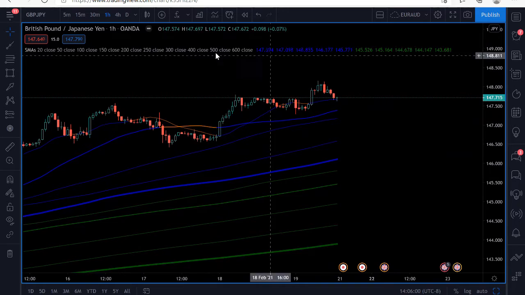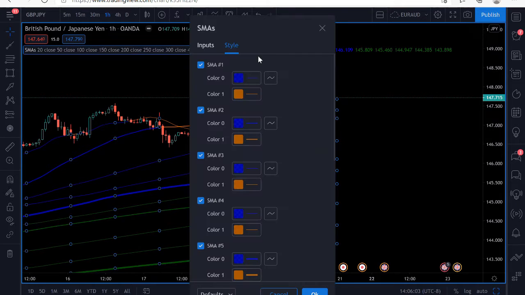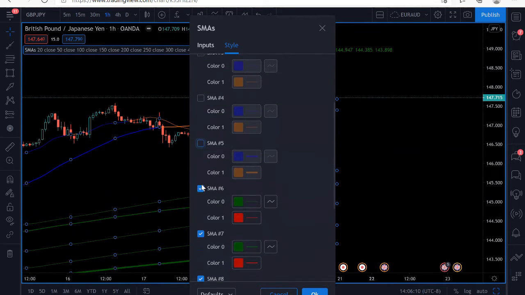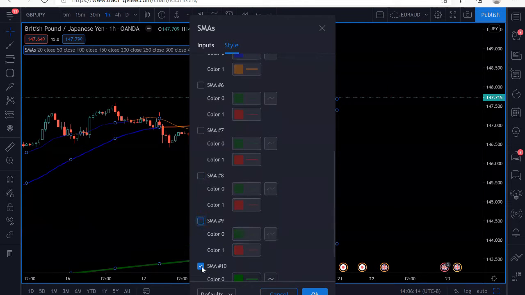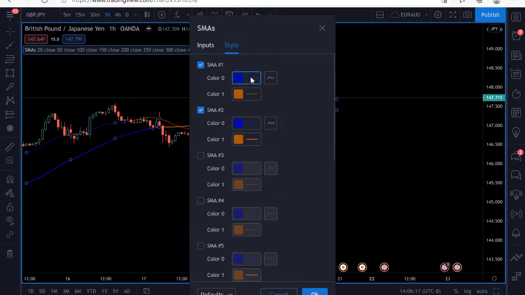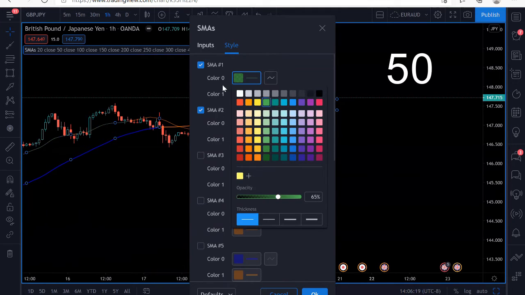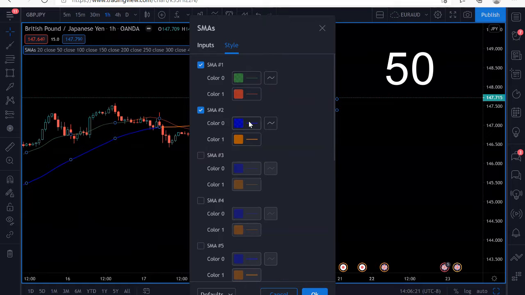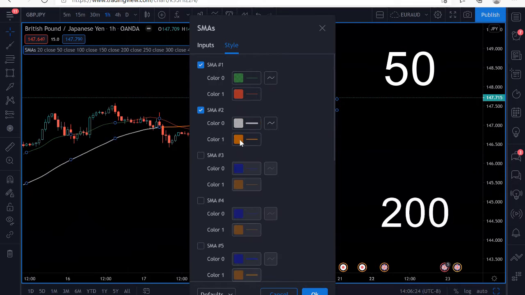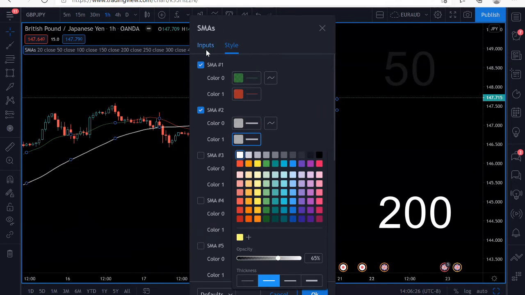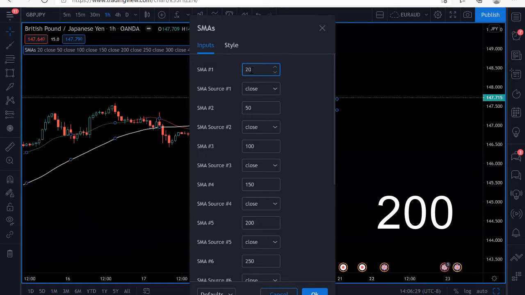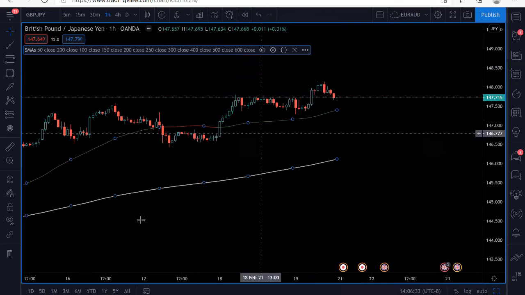I don't use that. So we are going to go to the settings and we're going to update the moving averages. For this one, I only use two, the first two. So I'm going to take out the last. The first one is going to be my 50. So that color needs to be green and red. The second moving average is going to be my 200. So I'm going to solid that out to one color. I'm going to change my inputs. And boom.